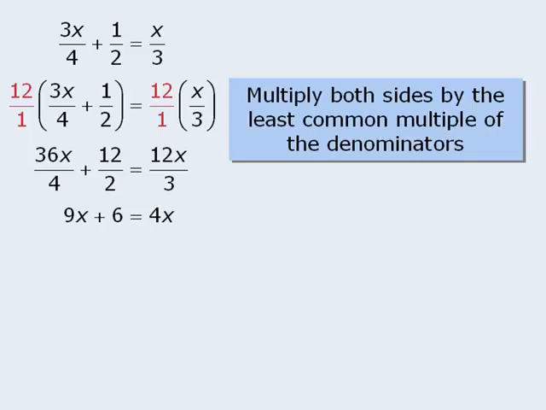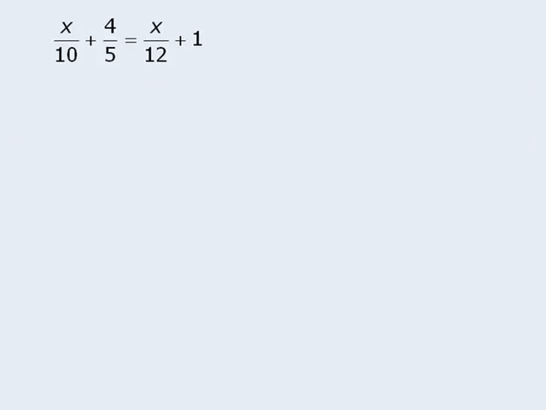to 4x. Now that we have eliminated the fractions, we have a relatively simple equation to solve. From here, let's subtract 9x from both sides. And now we'll divide both sides by -5 to get x equals 6 over -5, which we can also write as x equals -6/5.